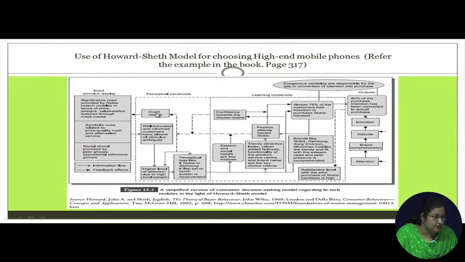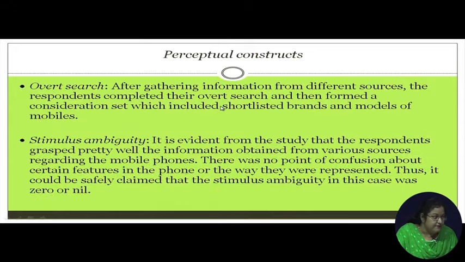One is the overt search, which means that customers search for information exclusively from this stimulus input display, and from there they become well educated and informed, and then the rest we will discuss. So, they gather the information from the stimuli actively, and then another part comes here, that is the stimulus ambiguity. Stimulus ambiguity is evident from the study that the respondents grasp pretty well information obtained from various sources regarding the mobile phones, and in this particular study there was no confusion about the attributes of the product.